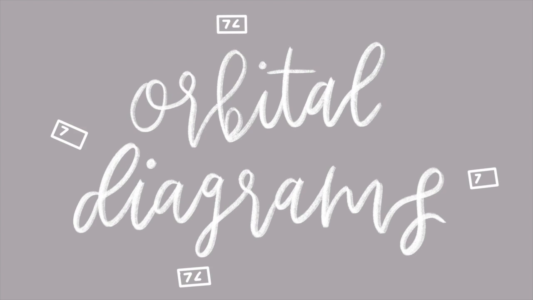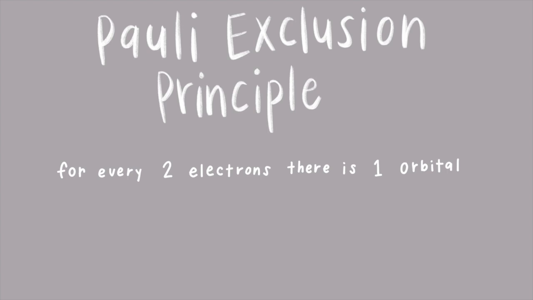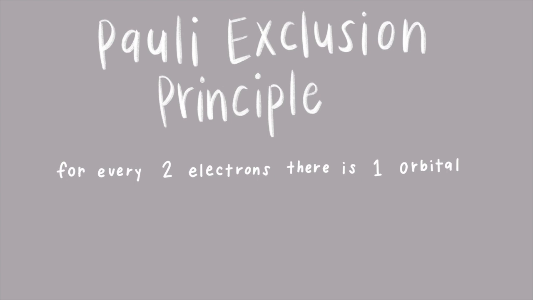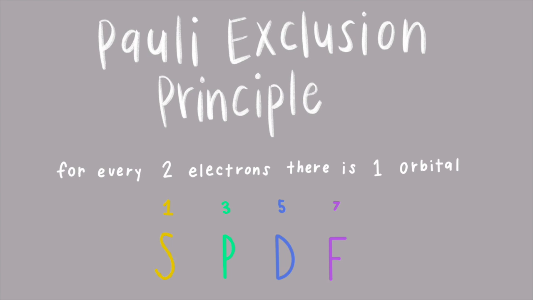Finally, let's discuss orbital diagrams. You can only draw orbital diagrams for an element using electron configuration. You can't use noble gas configuration for this. So starting off, you need to know the Pauli exclusion principle. It states that for every 2 electrons, there is 1 orbital. S would have 1 orbital, P would have 3, D would have 5, and F would have 7. The number of orbitals are the number of boxes you will draw. No matter what, you will always draw that many boxes above the letter.